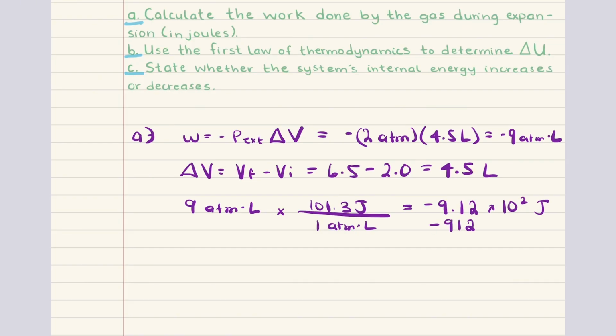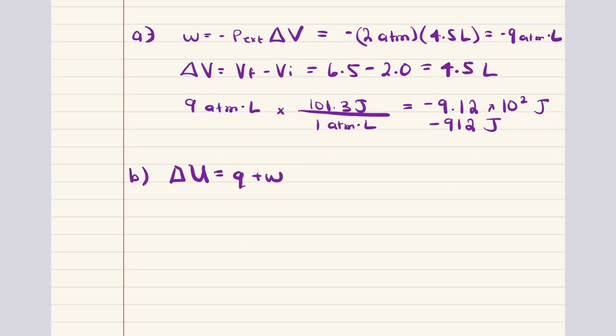Next, the first law of thermodynamics. In words, the change in internal energy equals the heat added to the system plus the work done on the system. So we write delta U equals Q plus W. Here the heat is absorbed, so Q is equal to plus 650 joules, and we just found out that work, W, is equal to negative 9.12 times 10 to the 2 joules. That is just 912 joules.